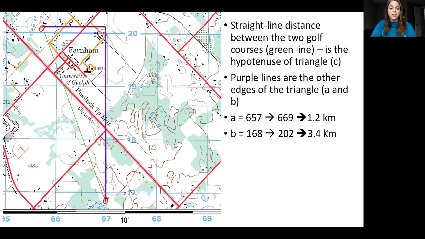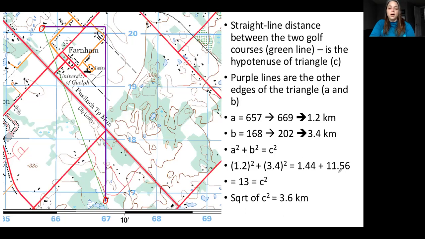So now that I have the a and the b, now I need to do Pythagoras theorem, which is a squared plus b squared equals c squared. Showing you my math down there, that gets me to 1.44 plus 11.56, which equals 13. So 13 is c squared. Find the square root of c squared, and my distance, the green line here between these two golf courses, is 3.6 kilometers.